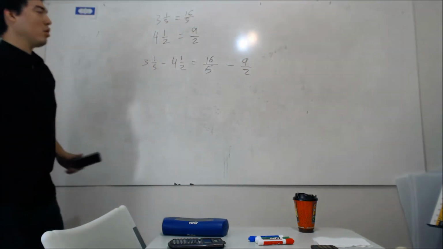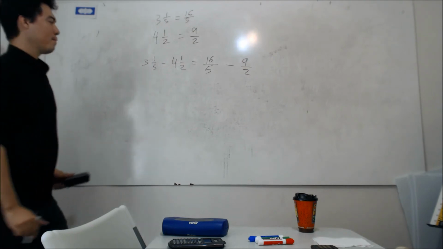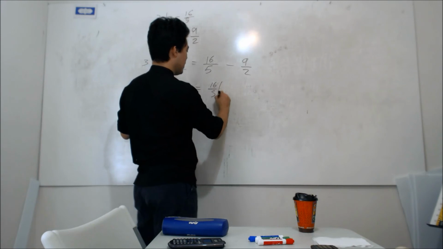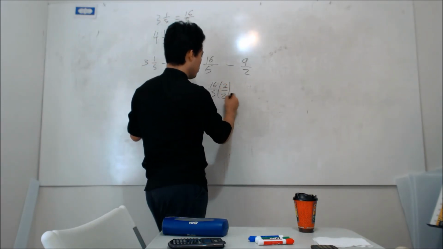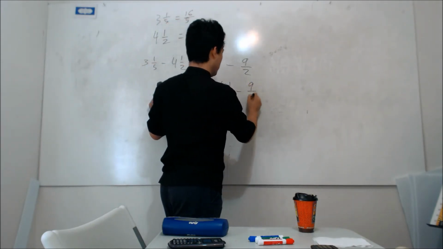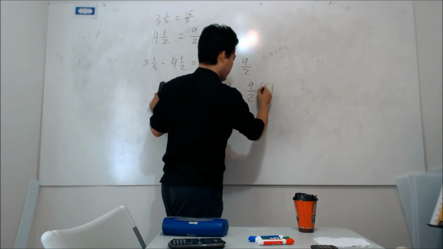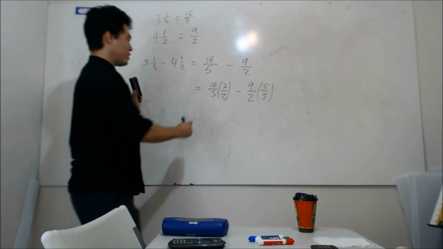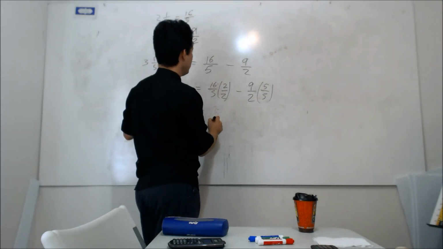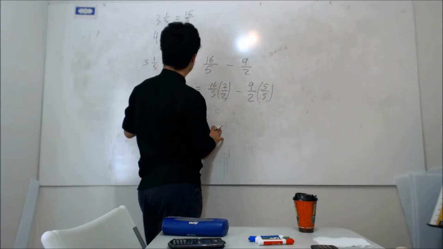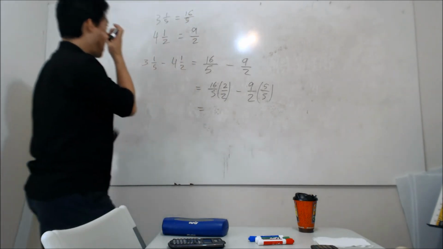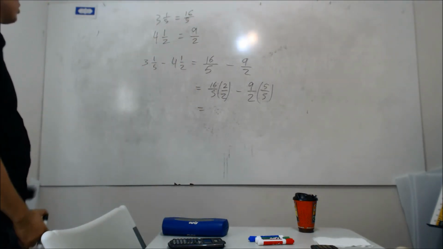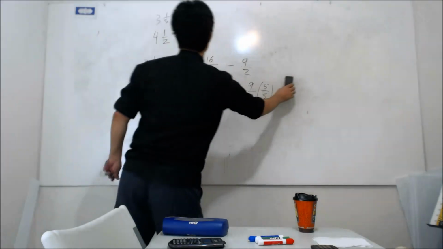We already know our common denominator is going to be 10. So it's going to be 16 over 5 times 2 over 2 minus 9 over 2 times 5 over 5, because we want the denominators to be 10, which is going to be, wait, is that 16? 16 over 2, 32. Did I do that wrong? I did do it wrong. Oh my god. Yes.